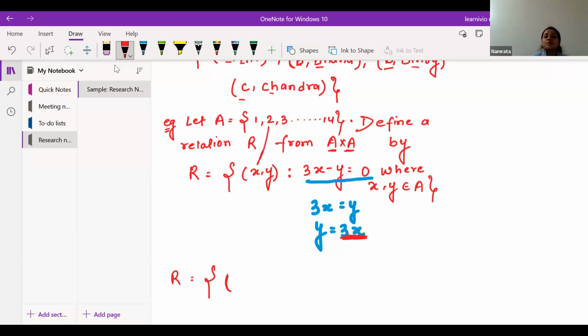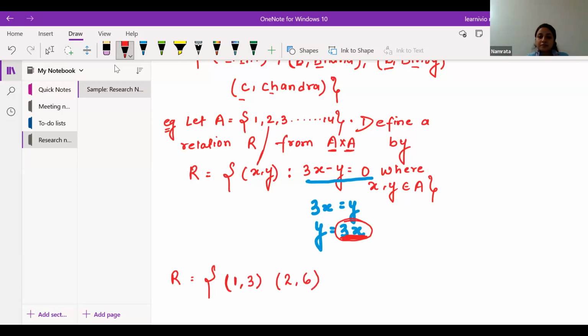If I am taking x as 1, I am picking the element from set A, and set A has 1, 2, 3, 4, 5, 6, 7, 8 till 14. So I am taking the first element from set A, that is 1. Now with this 1, our y will be 3 times x. That condition must be satisfied. So y will be 3 into 1, that is 3. If I take the first element as 2 from set A, then y will be 3 into 2, that is 6. Are you getting it?